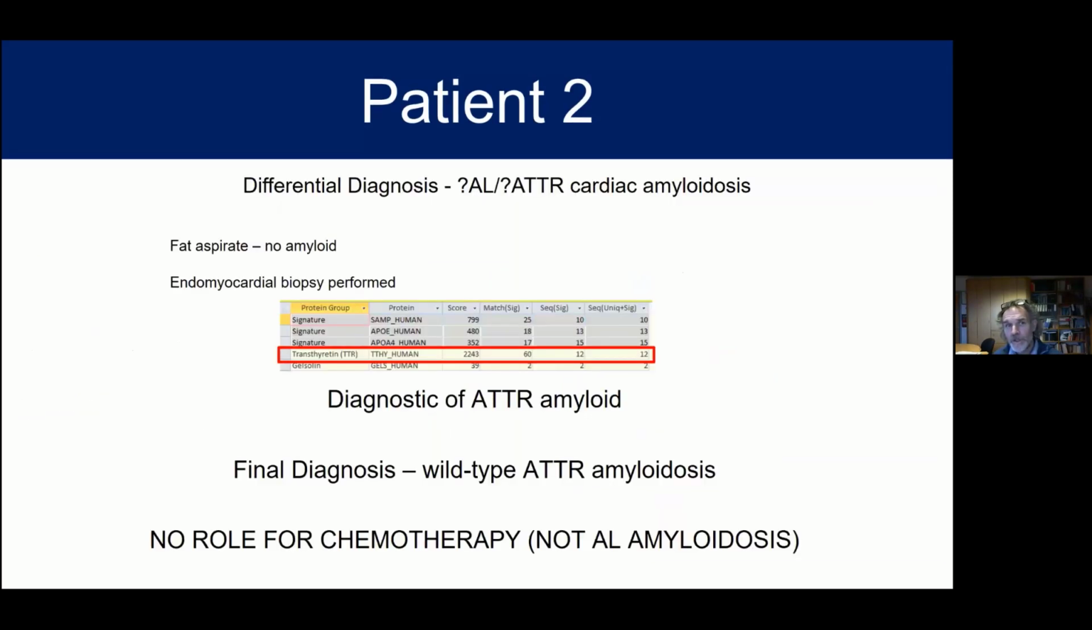At that point, the differential diagnosis includes AL or ATTR cardiac amyloidosis. So we undertook a fat aspirate. There was no amyloid in it, and he proceeded to an endomyocardial biopsy, which confirmed ATTR amyloid. So the final diagnosis was that of wild-type ATTR amyloidosis, and in this patient, no role for chemotherapy. It was not, as previously suspected, AL amyloidosis.